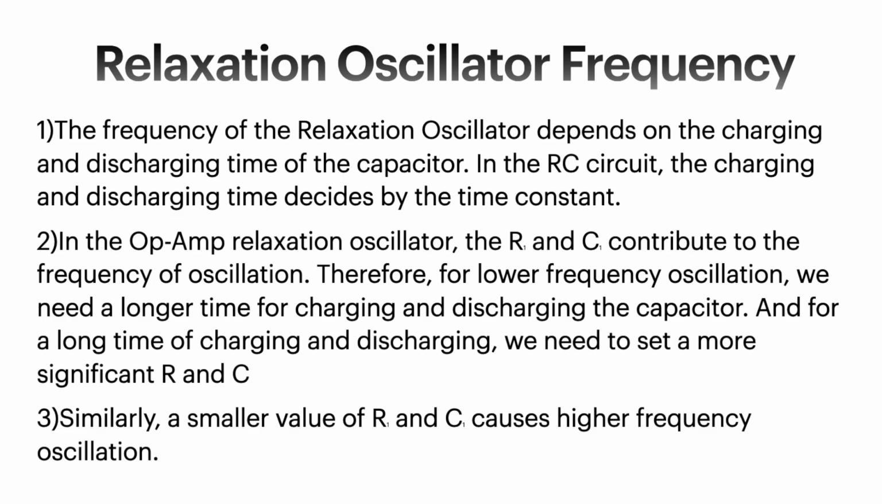Relaxation oscillator frequency. The frequency of a relaxation oscillator depends on the charging and discharging time of the capacitor. In an RC circuit, the charging and discharging time is decided by the time constant. In an op amp relaxation oscillator, R1 and C1 contribute to the frequency of the oscillator. As we have seen, R2 and R3 contribute to the beta factor, and R1 and C1 contribute to the frequency. Therefore, for a lower frequency oscillation, we need a longer time for charging and discharging the capacitor. And for a long time of charging and discharging, we need to set a larger R and C. Similarly, small values of R1 and C1 cause high frequency oscillations.